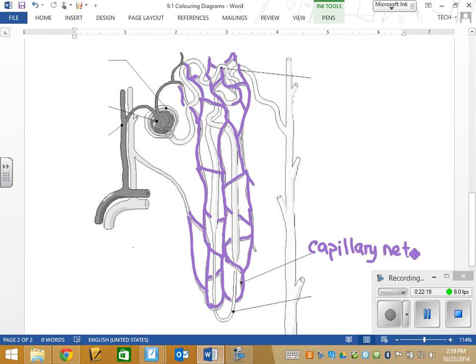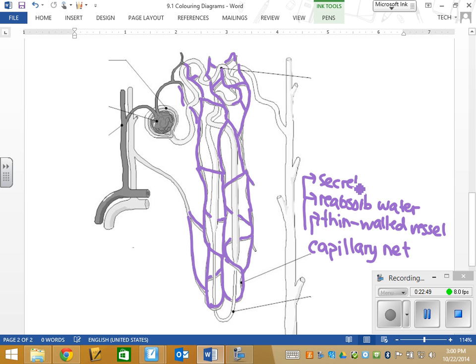Now, what is a capillary? A capillary is a very, very thin-walled blood vessel. And that's important because things can cross the wall of a capillary very easily. And so that's why they surround this particular tissue. The capillary net is there to reabsorb water and to secrete additional waste.